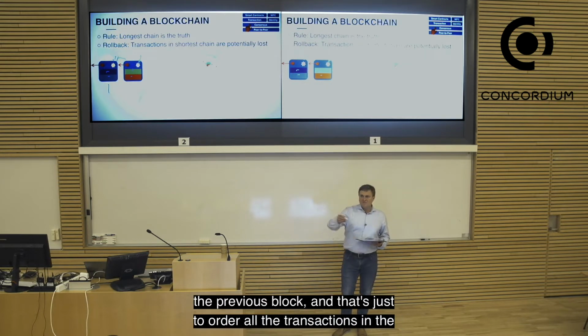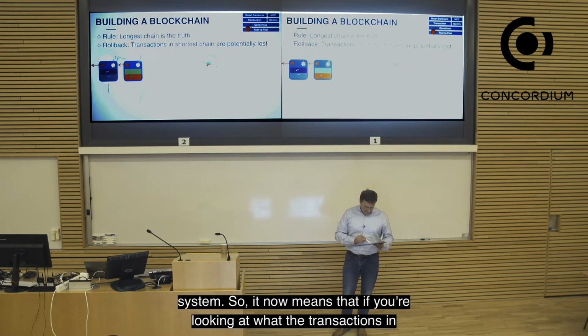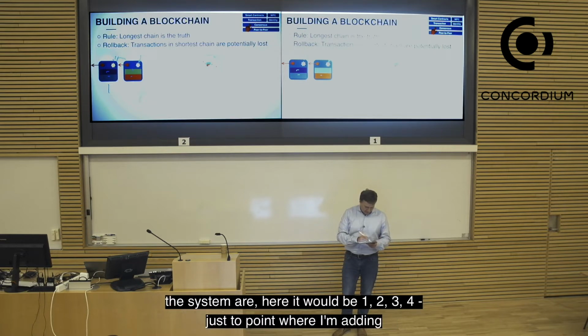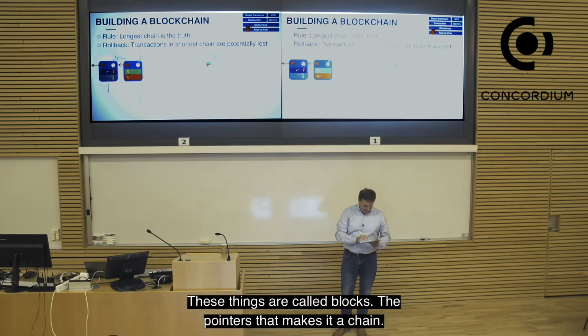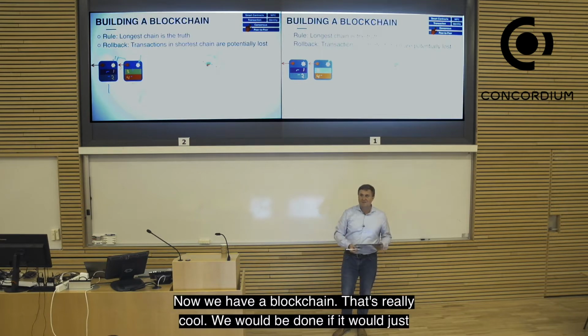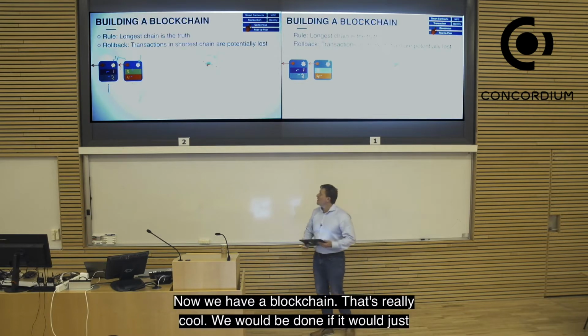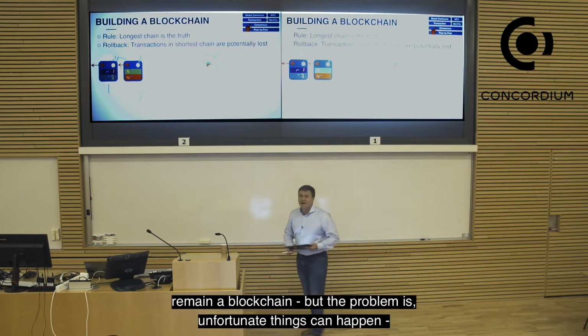And that's just to order all the transactions in the system. So if you are looking at what the transactions in the system are, it would be 1, 2, 3, 4. You just point to where you are adding these transactions. That's very nice. These things are called blocks. The pointers make it a chain, and now we have a blockchain. That's really cool. We would be done if it would just remain a blockchain.